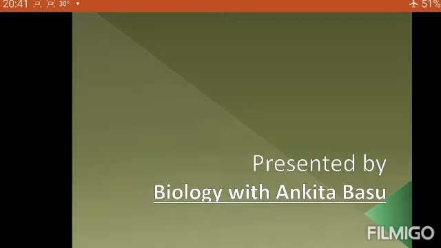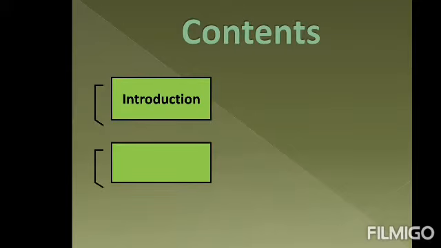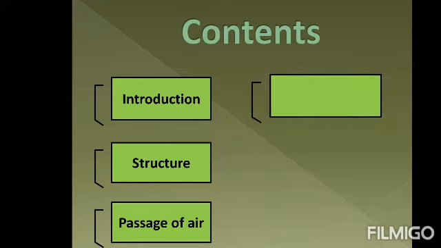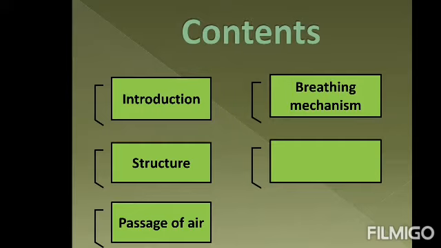Here I am with another exciting topic of biology, human respiratory system. Today, under this heading, we are going to have a short introduction. Then we are going to learn about the main structure of the human respiratory system, the chart flow of the passage of air, then a short discussion of the inhalation and exhalation mechanism, that is the breathing mechanism, and lastly the difference between inhalation and exhalation.